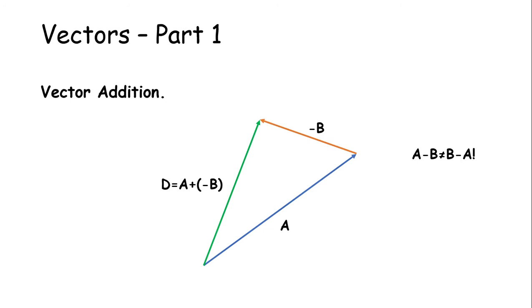Clearly, you should verify that A minus B is not the same as B minus A. That is, subtraction is not commutative, just like it's not commutative with numbers. I'm going to let you verify this little bit here.